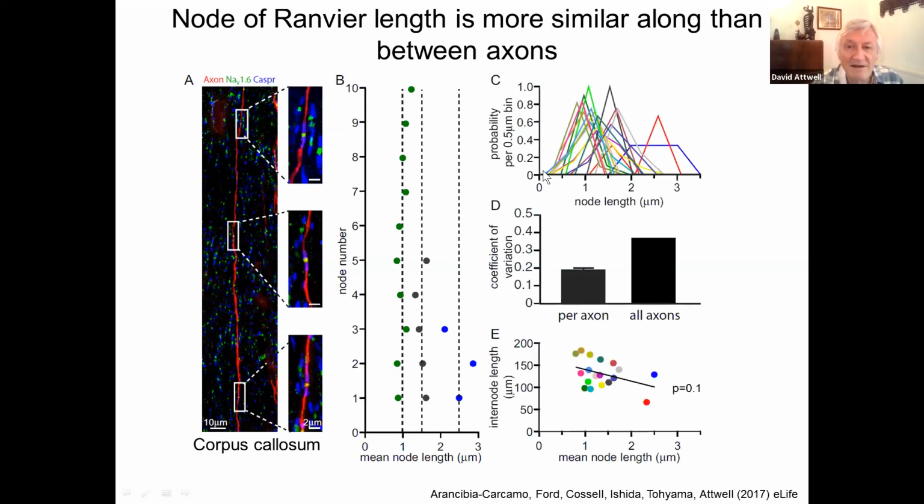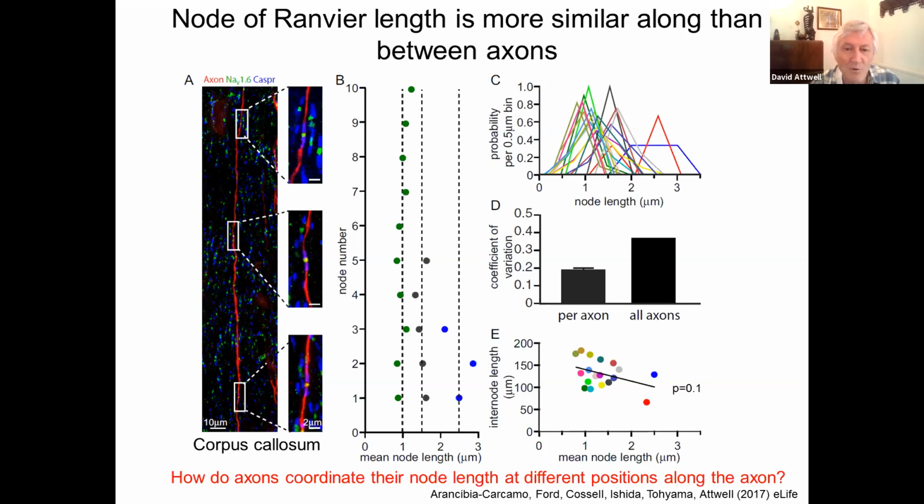And another way of looking at that is to plot each of these curves for one axon. This is the probability distribution in half micron bins of node lengths. Each one is relatively narrow, much narrower than the overall distribution of node lengths in the white matter tract. And that's expressed here in this coefficient of variation. Yet node length has no correlation with internode length. So these seem to be two independently tunable parameters. This raises the question of how axons coordinate their node length at different positions along the axon, and we have no idea how this happens at present.